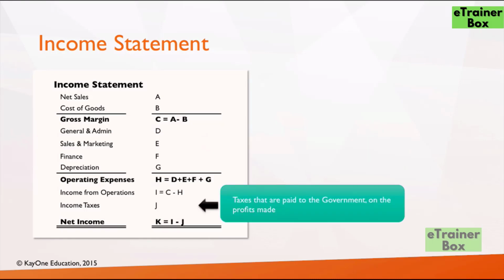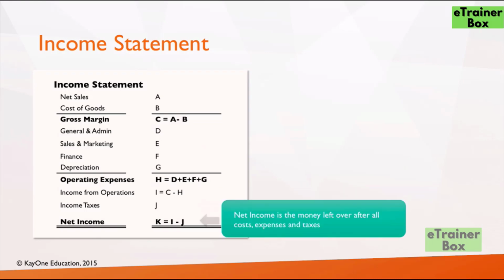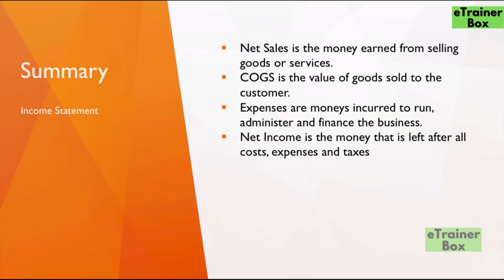Finally, we have taxes, which are taxes paid to the government on the profits made. And the last item on the income statement is the net income, which is the money left over after all costs, expenses, and taxes. So the income statement is very simple. It starts with the sales, which is usually called the top line, and it ends with net income, which is usually called the bottom line.